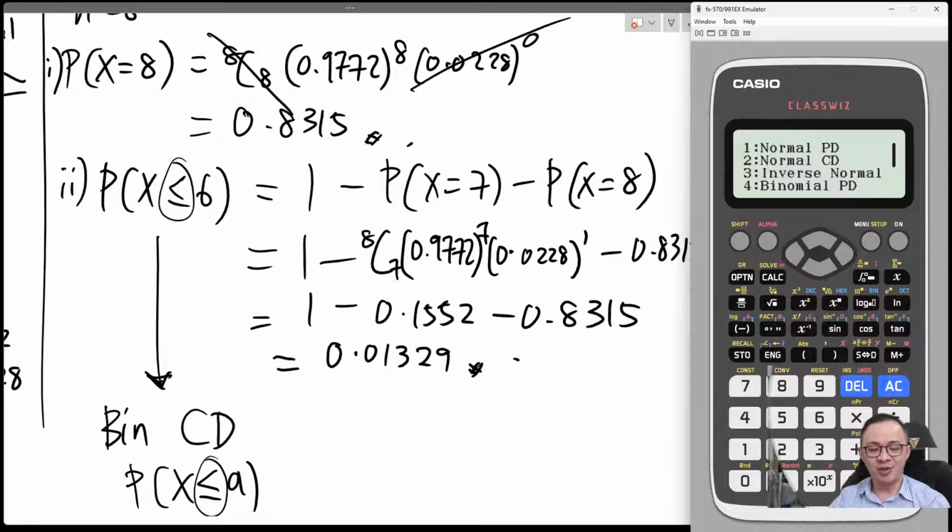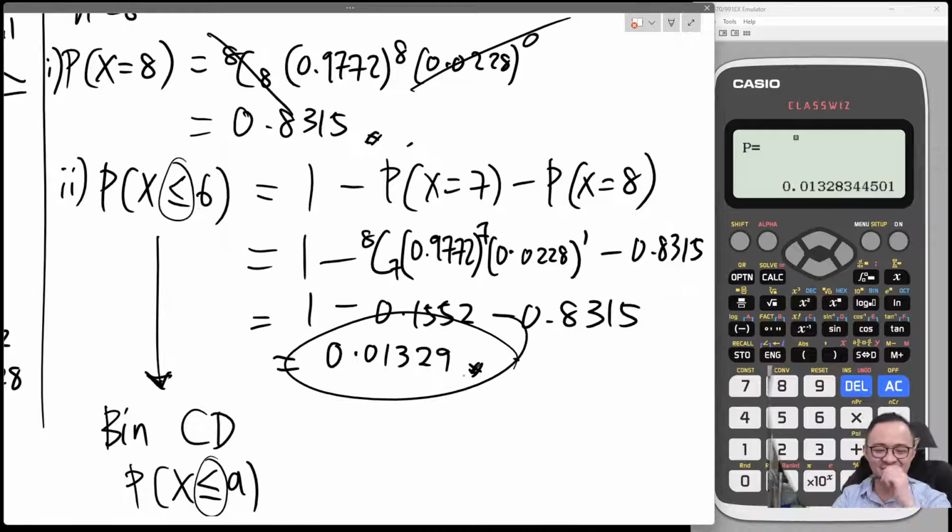If I go here, do you see binomial PD? I go down, do you see binomial CD? I press 1. I choose variable here. So my x right now is 6, my n is 8, my p is 0.9772. When I press enter, see what the calculator tells me. Straight away it tells me the final result. Normally the last digit will have a 0.1 difference, because the calculator is way too accurate. Our answer here is rounded off already, but the calculator will not round off. It takes 12 or 14 decimals. So the last digit will be 1 different, but normally it's totally fine.